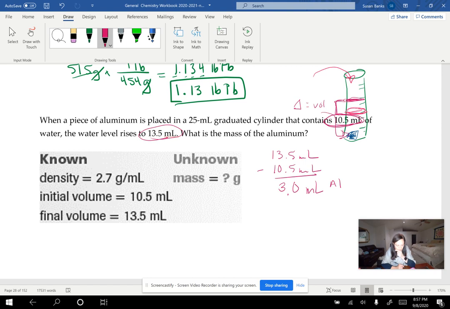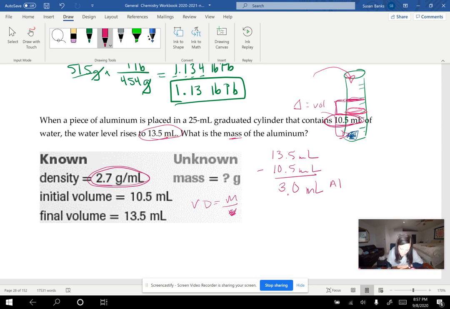So we want to find the mass of this aluminum. I've been given the density of aluminum of 2.7. So remember, density is mass divided by volume, right? So if I want to find a mass, wouldn't mass just be volume times density?